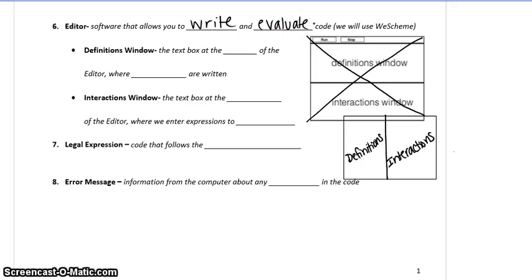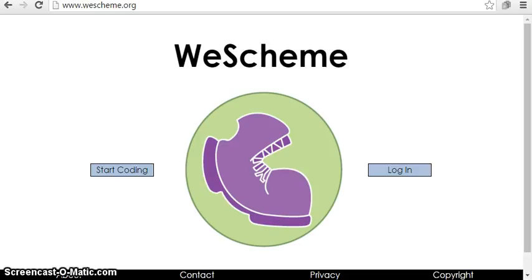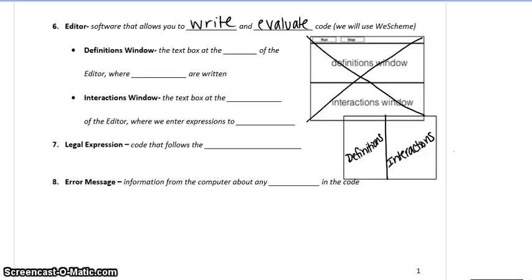We are going to be using the editor called WeScheme, which I will show you looks like this. The website is www.wescheme.org. We will get very used to that website. That's where we're going to be going every time we code in this class. So when you start coding in this editor, there's 2 windows. There's the definitions window, which is the text box at the top of the editor where definitions are written. And then there's the interactions window, which is the text box at the right of the editor where we enter expressions to evaluate.